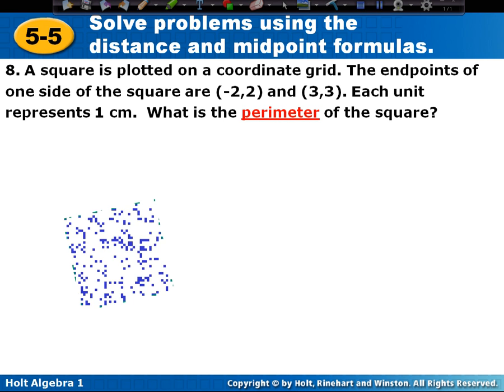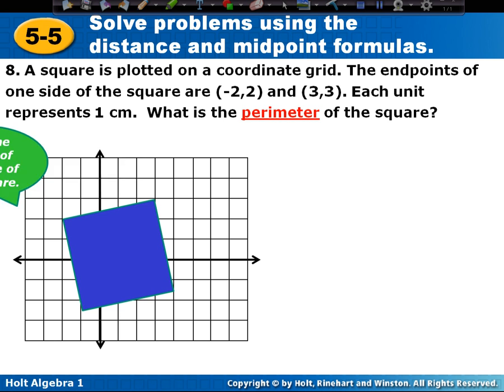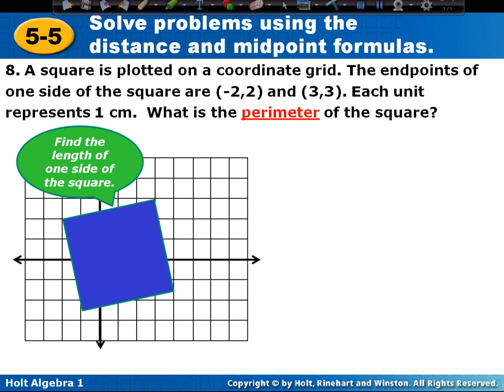So anytime I don't necessarily know where to start, I go ahead and draw me a little picture. I make sure to draw the little picture because it says a square is plotted on a coordinate grid, and they gave me 2 points. They gave me (-2, 2) right here, and they gave me (3, 3) right here. So I'm going to draw myself a picture.